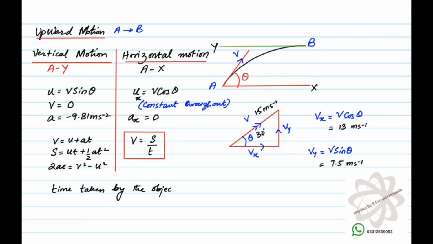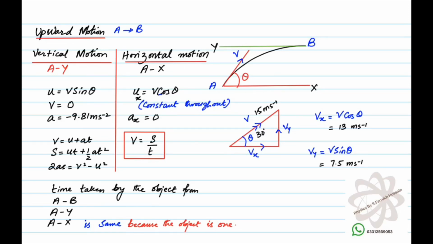Please keep in mind that the time taken by the object from A to B, or from A to Y, or from A to X is the same, because the object is only one. So if you find out time by the AY journey or AX journey, you will have the same time for the AB journey or any path between A to B. So the time taken can be used for horizontal motion and can be used for vertical motion as well.